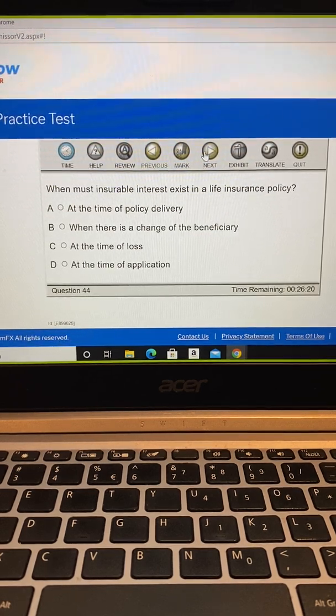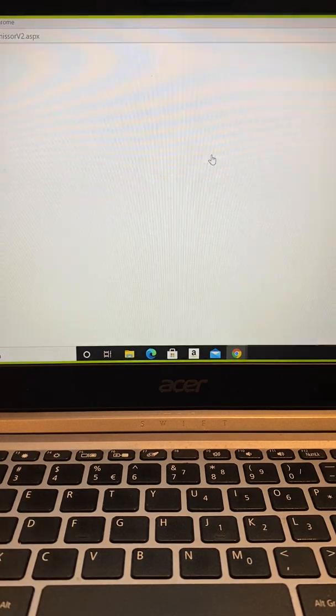When must insurable interest exist in a life insurance policy? At the time of application. D. All right.